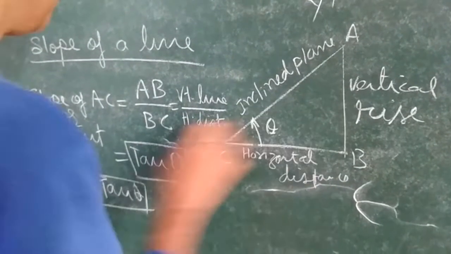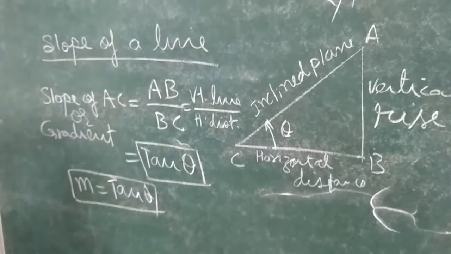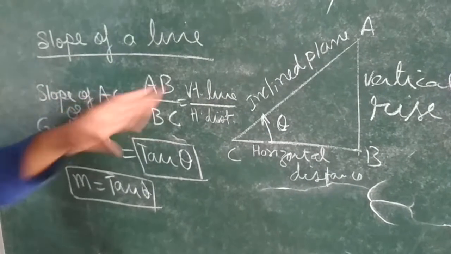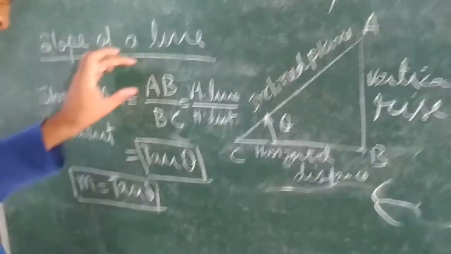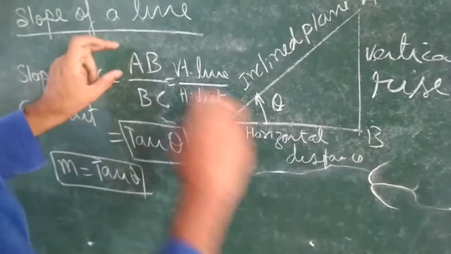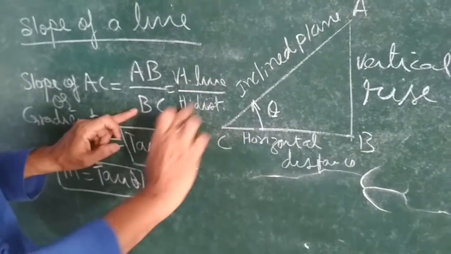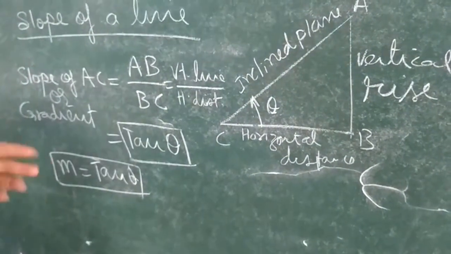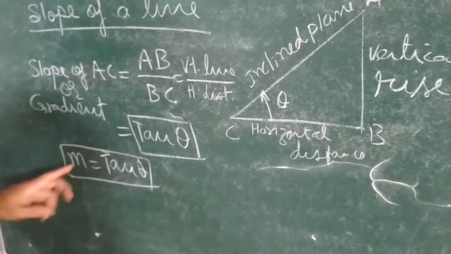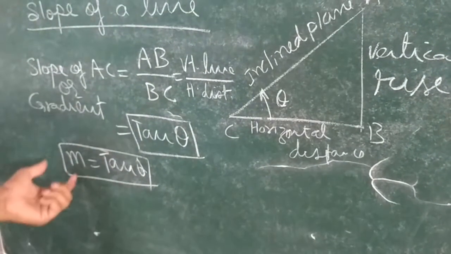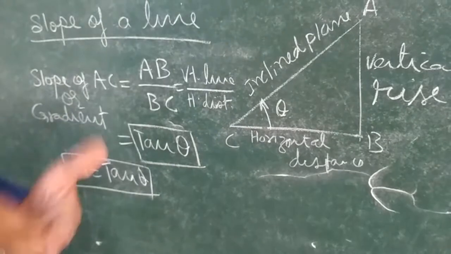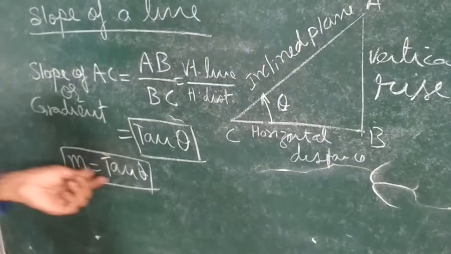So how can we find the slope of this inclined plane? Slope of AC, this is the inclined plane, is equal to perpendicular upon base, AB upon BC, vertical line upon horizontal distance. So it is equal to tan theta. So m equal to tan theta. M is the symbol used for slope. So m equal to tan theta.